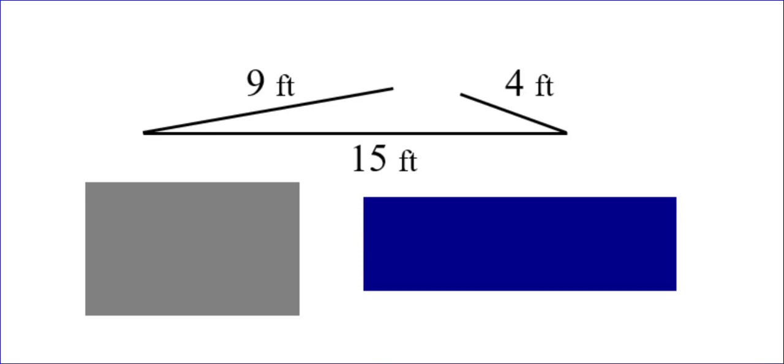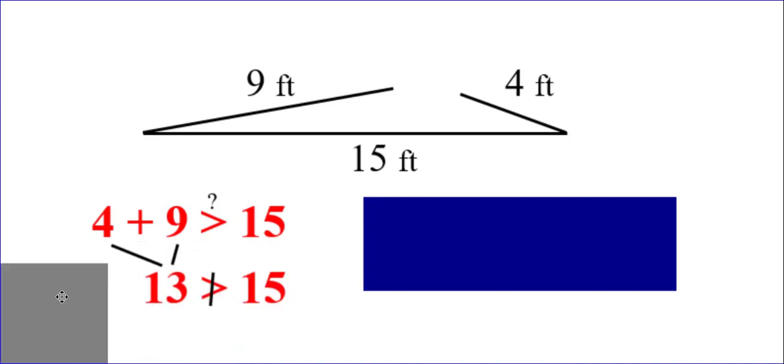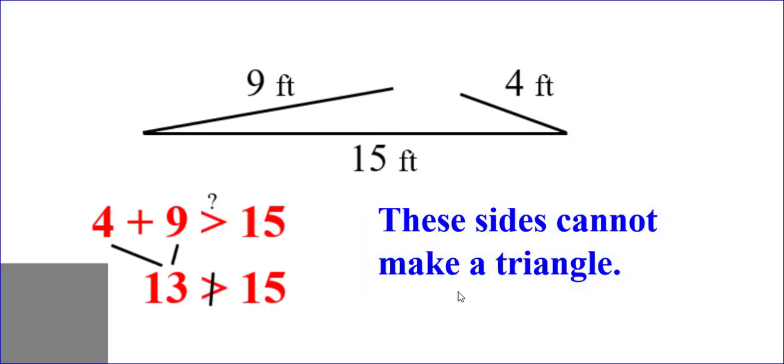And this is important because if you have a situation like this, where two sides do not add together to be greater than the third side, then you're going to have a situation like what you pictured here, where these sides cannot actually make a triangle. They wouldn't touch the 9 feet and the 4 feet to actually complete the corner there of that triangle.